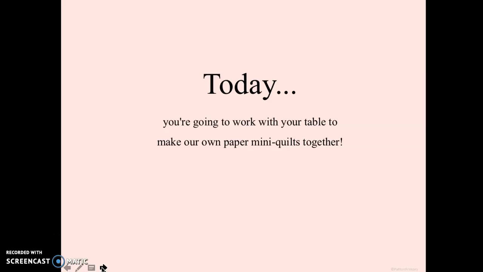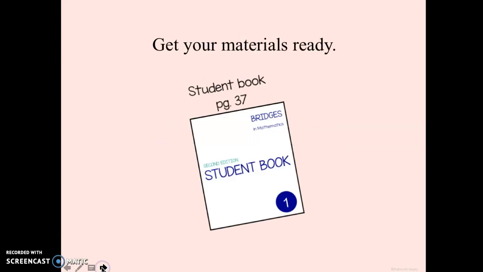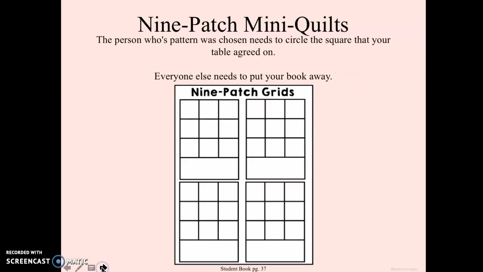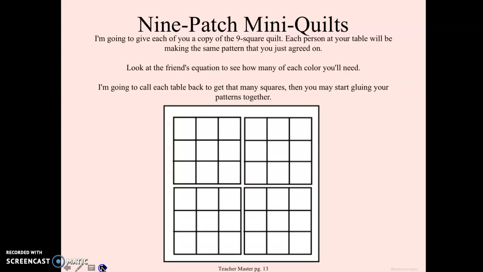In class, we'd be working with partners or table mates, but that's not the case today. You will need the student book page you completed from yesterday's lesson. Choose one of the pattern squares that you created yesterday. I will attach a copy of the 9 Square Quilt to this lesson, and you will be coloring the squares, unless Mom has a craft room and you can use paper.